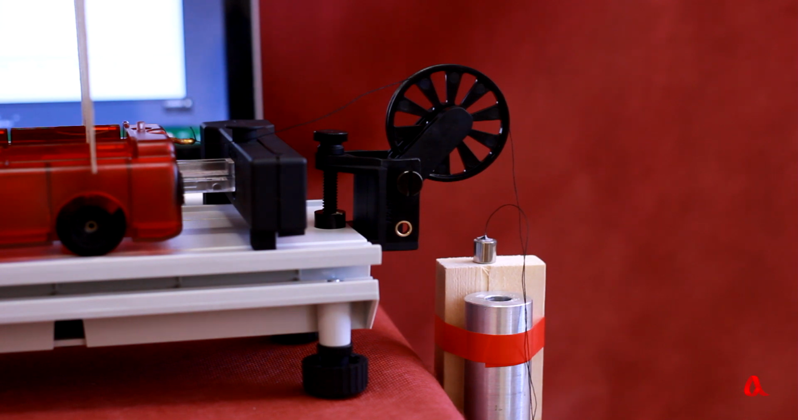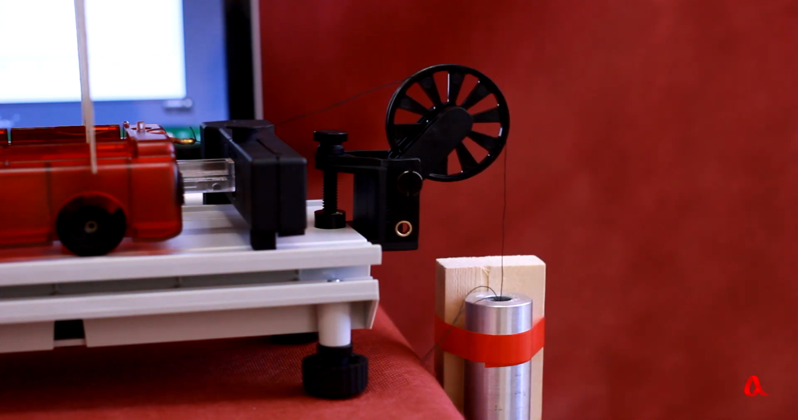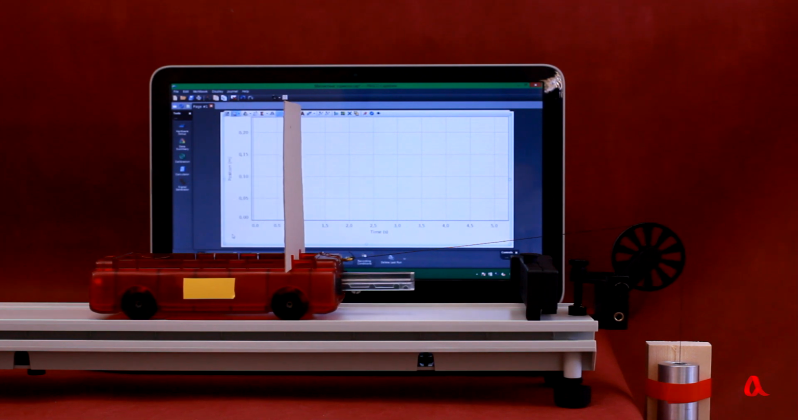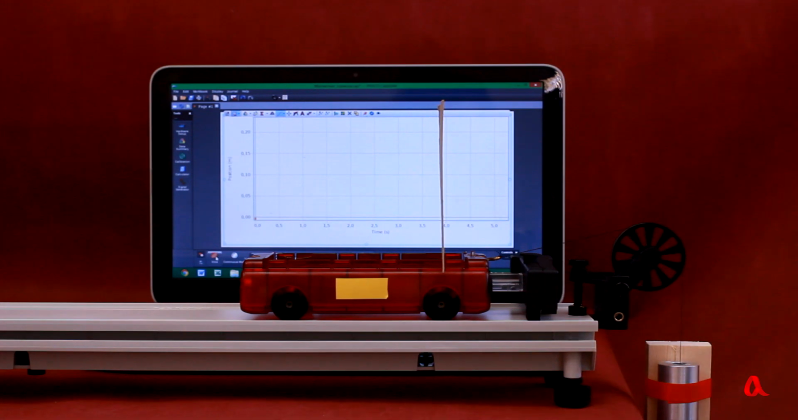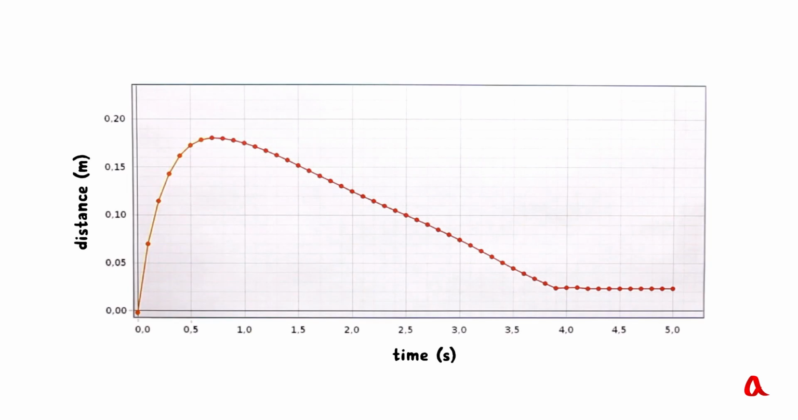A thread is tied to the trolley. A magnet is attached to the other end of the thread. We put the thread over the block and put the magnet inside the tube. Let's start the trolley. We'll do that again and record the motion diagram. Here the trolley is moving forward fast and then is gradually slowing down, whereas here it is moving backwards slowly and smoothly.